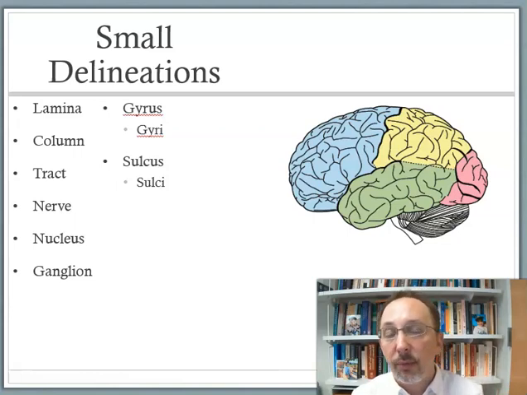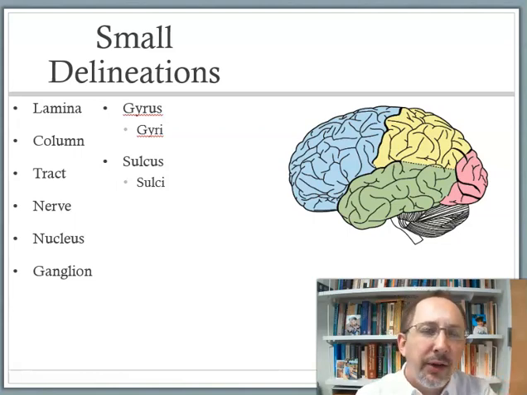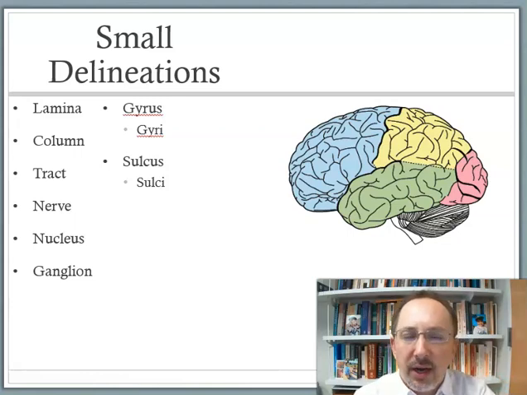The wrinkles of the brain. The top part's the gyrus, the bottom part's the sulcus. Now let's start with the laminae and columns, because these are concepts that are often overlooked.